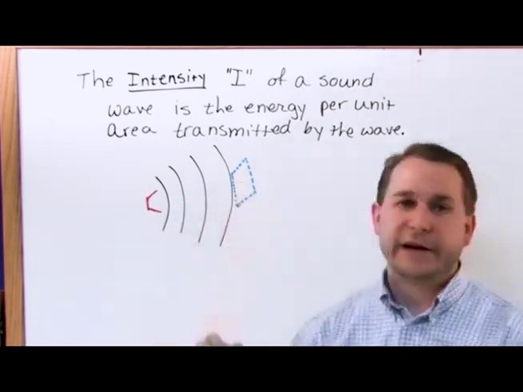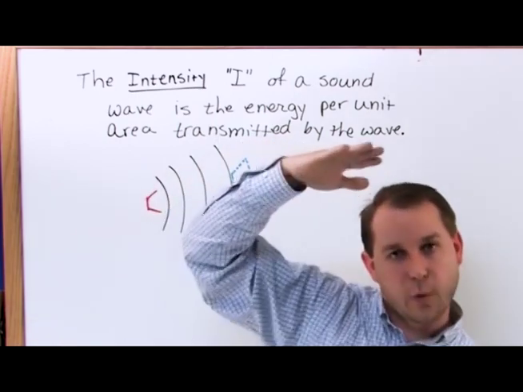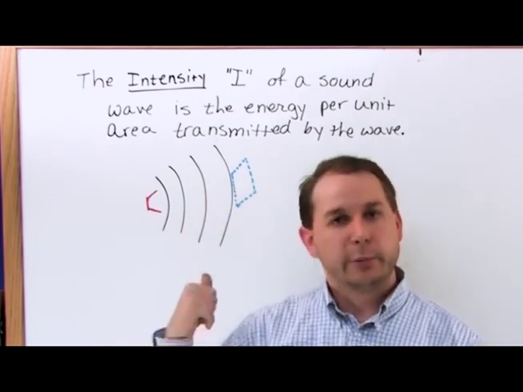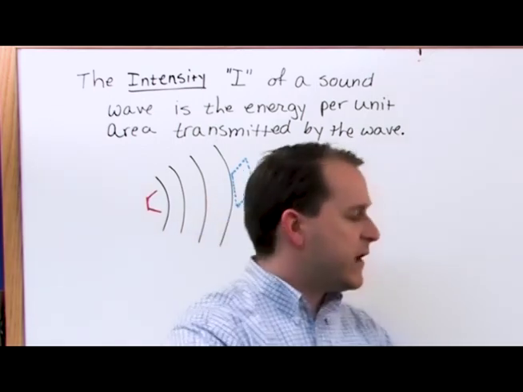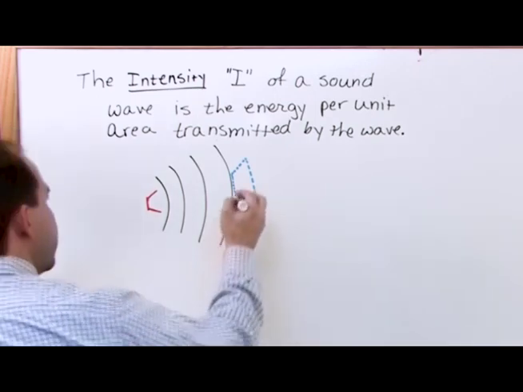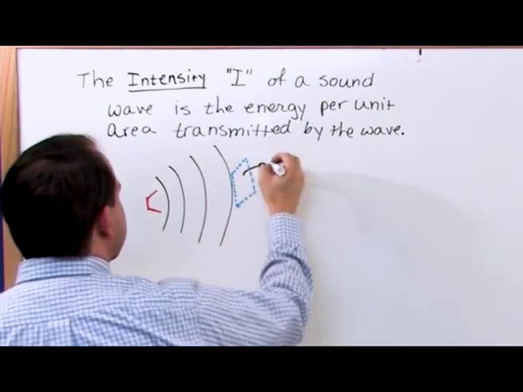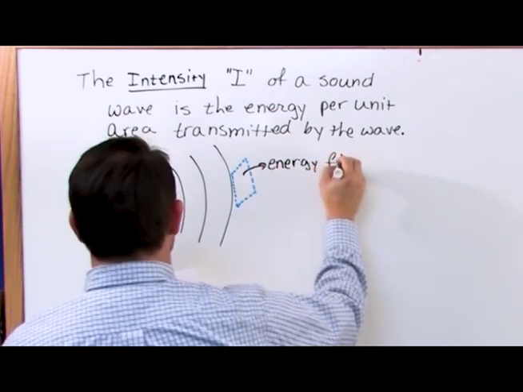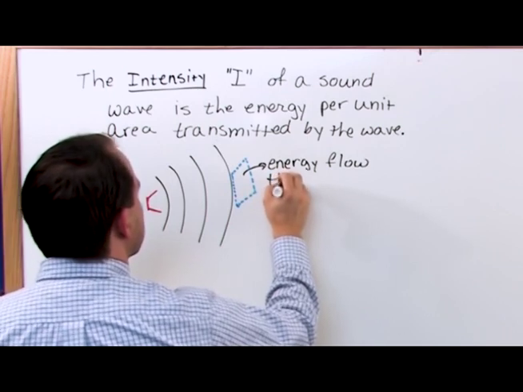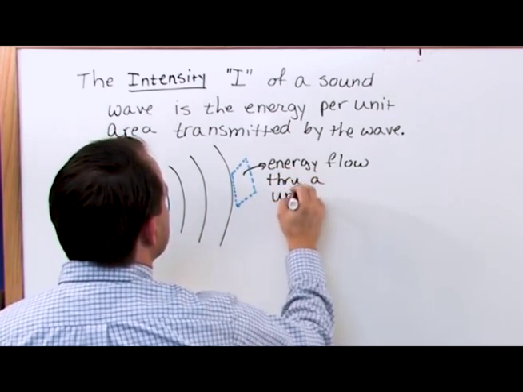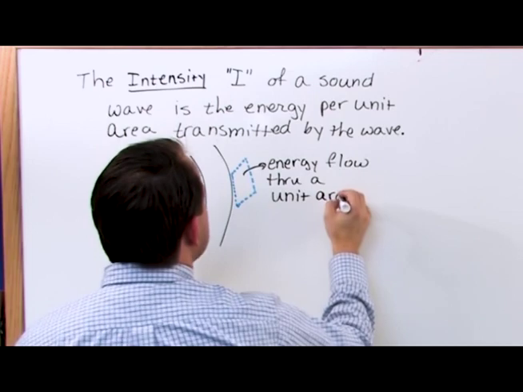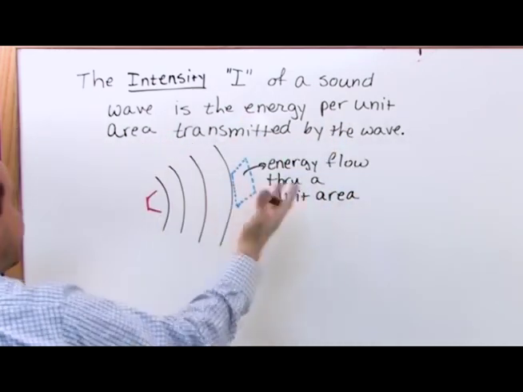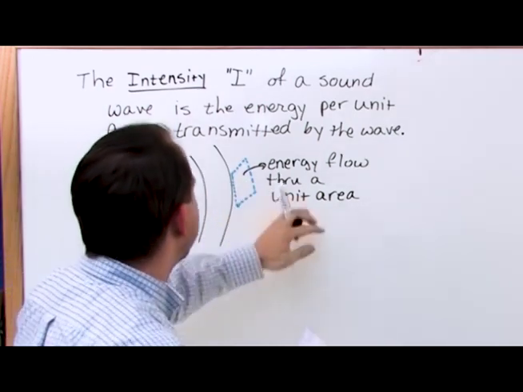So if I were to stand out here so many meters away and hold up a square meter and then measure the energy coming through that area, I would get what we call the intensity of the sound at that point. I'll get to the units in a second. The intensity is the energy flow through a unit area. That's exactly what I wrote above, just slightly different wording. Here I said the energy per unit area is transmitted by the wave. This is the energy flow through a unit area.